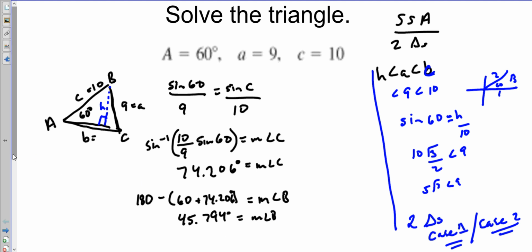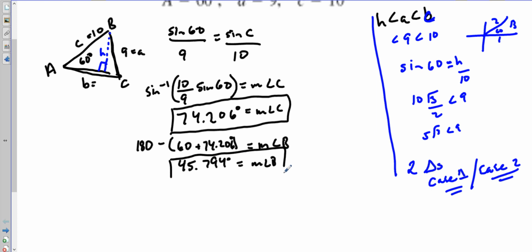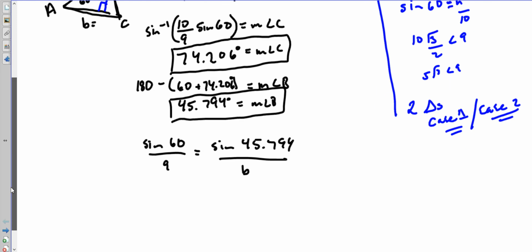From here, now we're going to find out what B is, and we're going to use the law of sine again. So we have our two angles, because we are trying to solve this triangle. And now we're going to find B by taking the sine of 60 over 9, and that should equal the sine of our B angle, 45.794, divided by B, and now we solve for B.